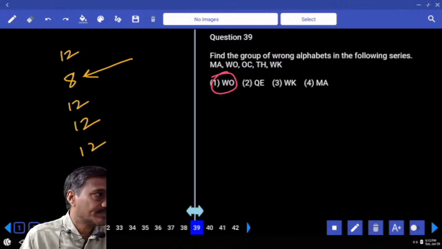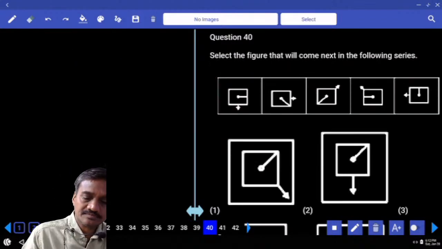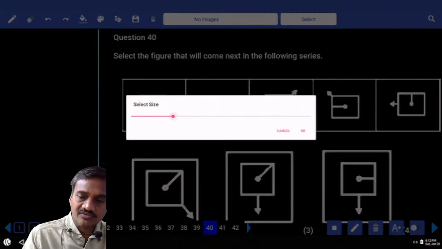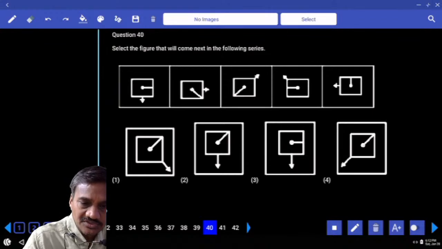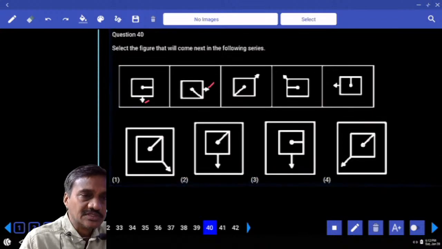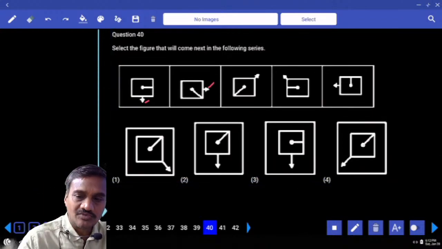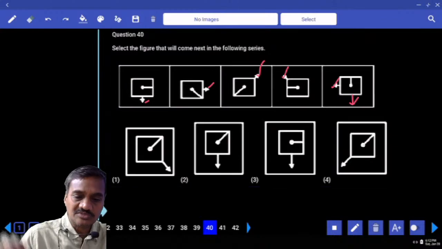Then 40th. Now question number 40. Then what will be the next one? Non-verbal series. Now in this series, check out this arrow. Arrow from the first figure to the second figure, shifted by how many sides? One side in the anti-clockwise. Next half a side. Next one side. Half a side. Next one side. One side arrow must be like this.